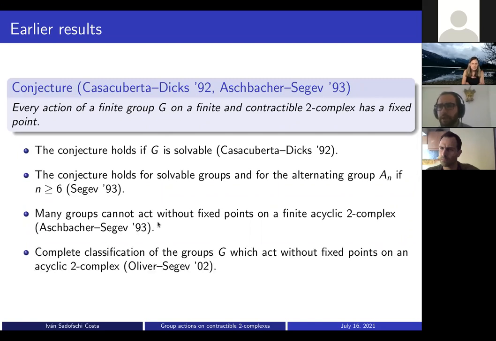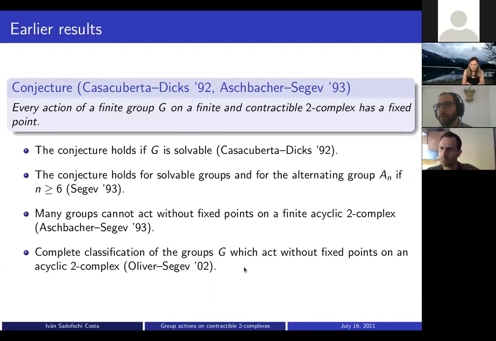And then Bob Oliver and Yoav Segev gave the complete classification of the groups G which act without fixed points on an acyclic 2-complex. This result requires a lot of work and builds upon this result here. So the classification of the finite simple groups is used here also.